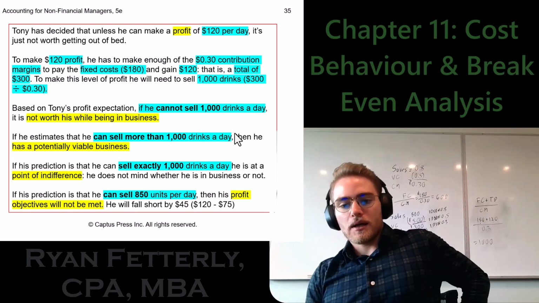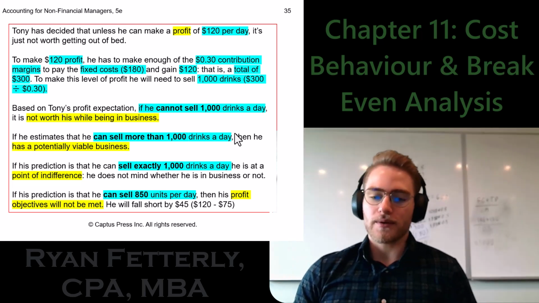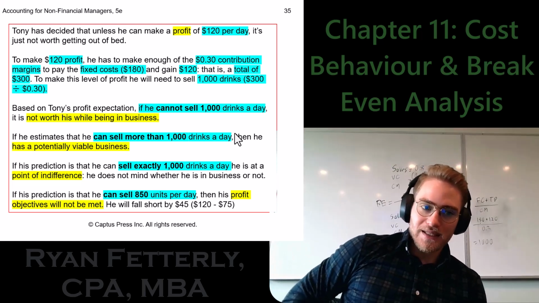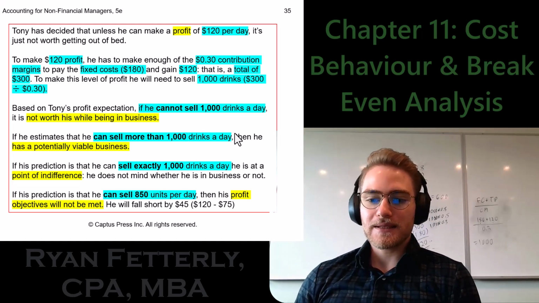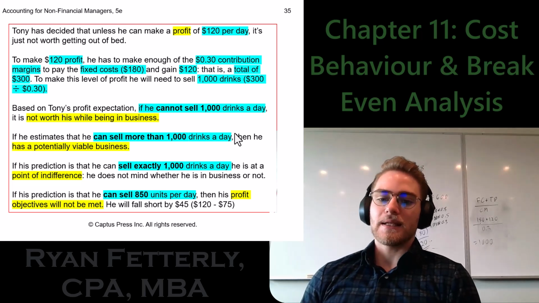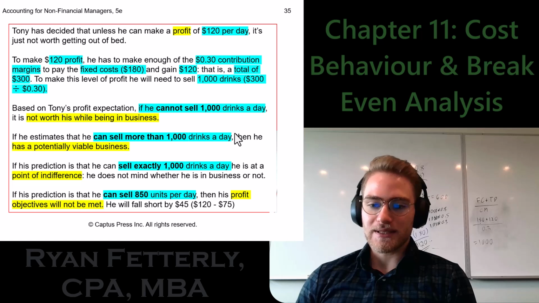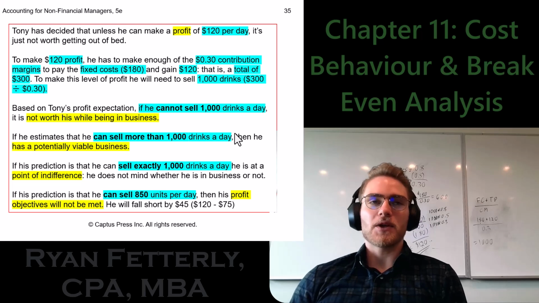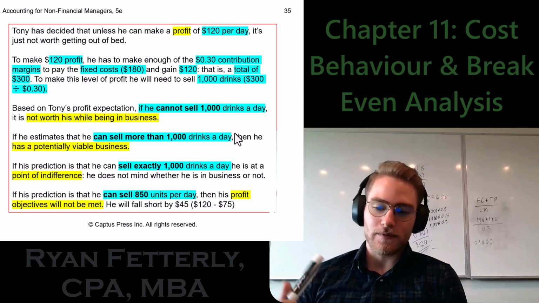Okay, so based on his profit expectations, if he cannot sell 1,000 drinks a day, it's not really worth being in business, because his target is he wants to make 120 bucks a day. If he's not making 120 bucks a day, he doesn't want to do it. Fair enough. So if he estimates that he can sell more than 1,000 drinks a day, then he potentially has a viable business. If his prediction is that he can sell exactly 1,000 drinks a day, he is at a point of indifference. He's basically making 120 on the dot, not more, not less. So maybe it's worth it, maybe it's not. Maybe that's equivalent to what he's currently making.